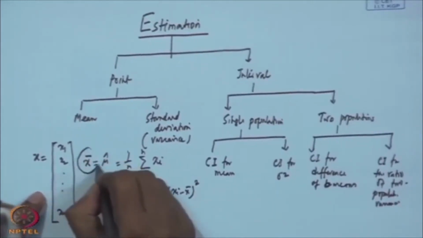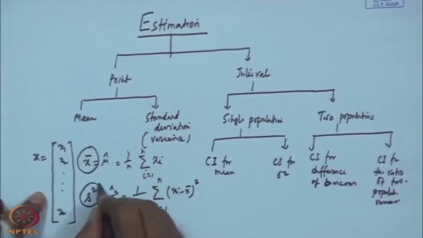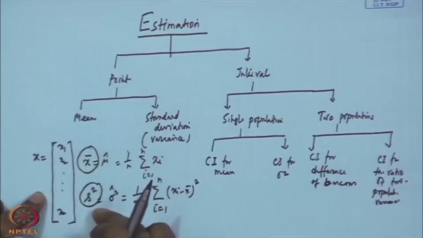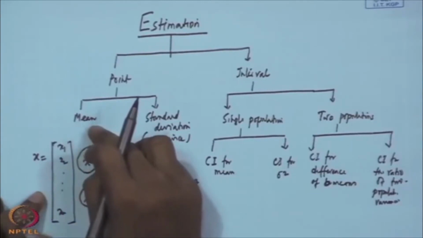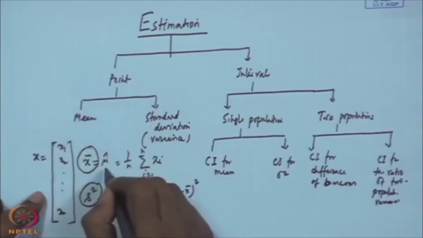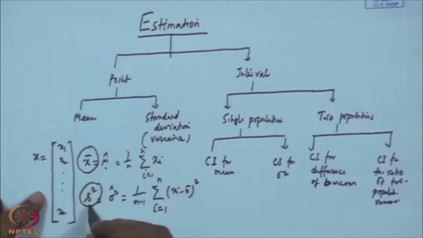When you collect a sample and compute x bar as well as s square from the sample, this is your point estimate. So, x bar is the point estimate of mu, and s square is the point estimate of sigma square.